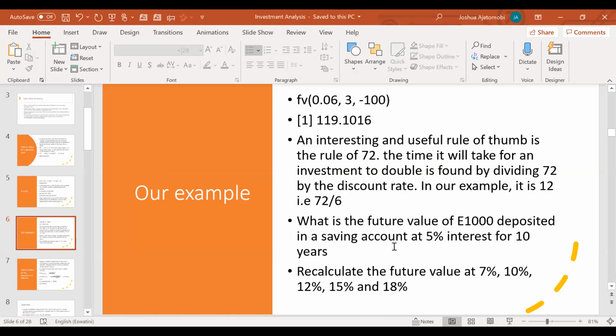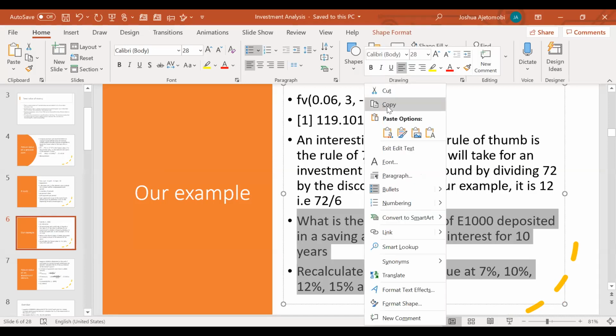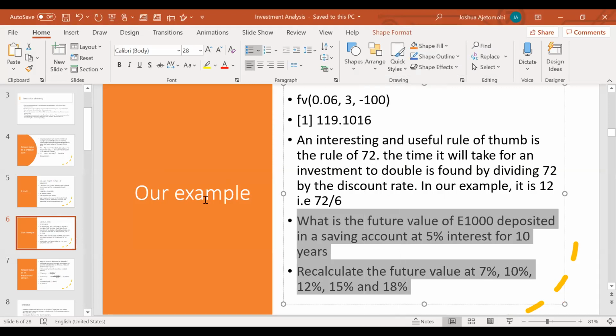7, 10, 12, 15, 18. Then 18 is the last one.